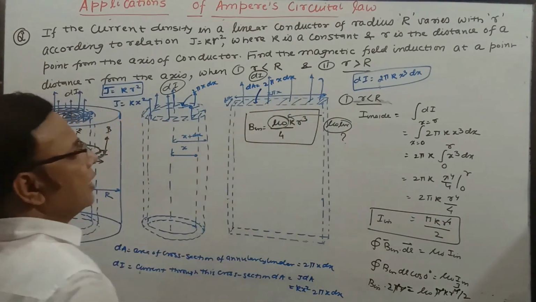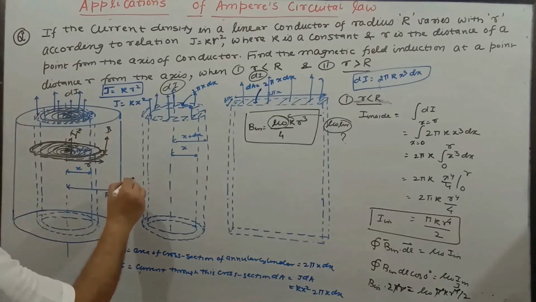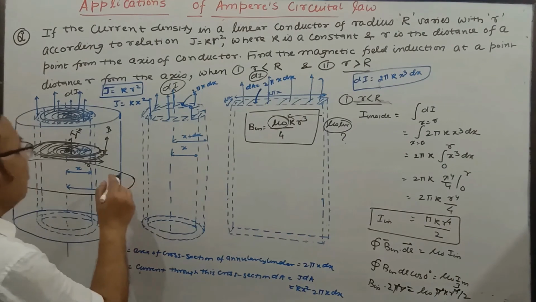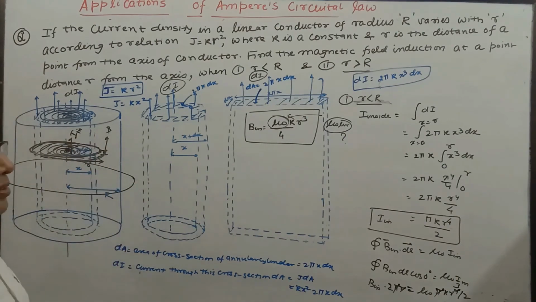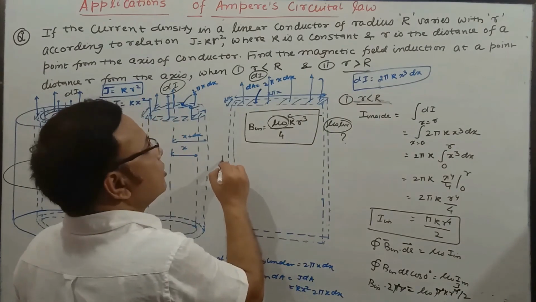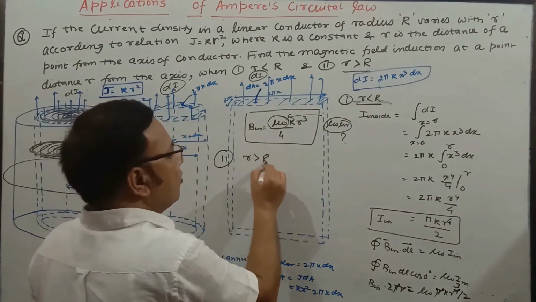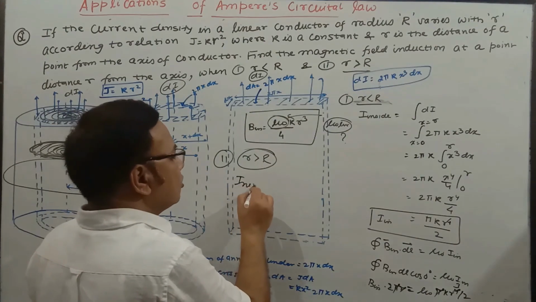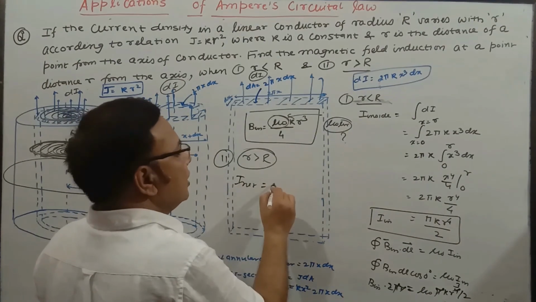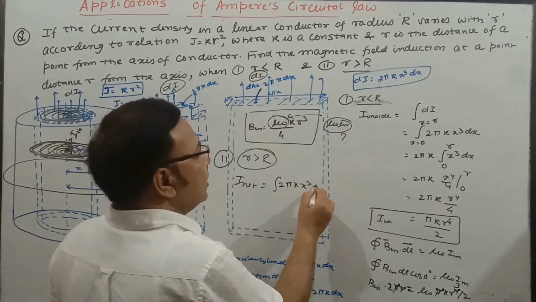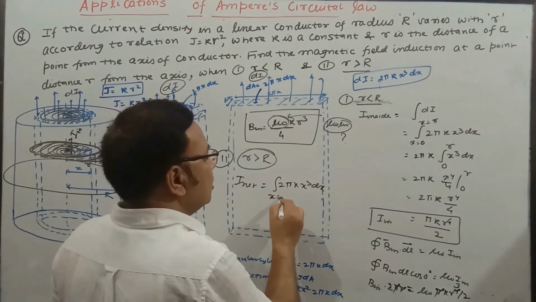Second, r greater than R. When any point is outside, what do we have to do? We have to take a complete Amperian loop which includes the whole wire, so the current is determined due to the angular geometry. So in case 2, for r greater than R, we have to find the net current through the whole wire. Net current through the whole wire means we have to integrate 2 pi k x cube dx from x equal to 0 to x equal to R.